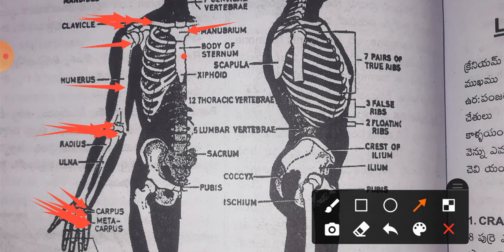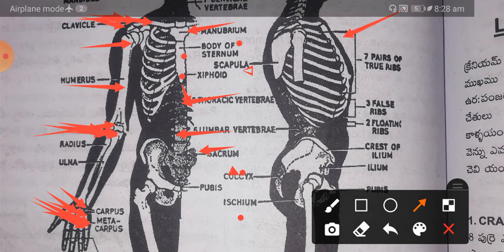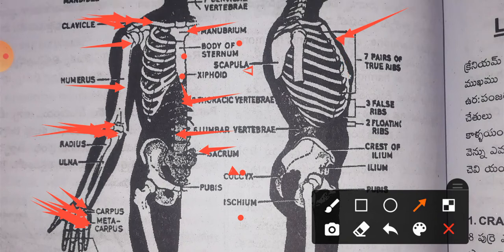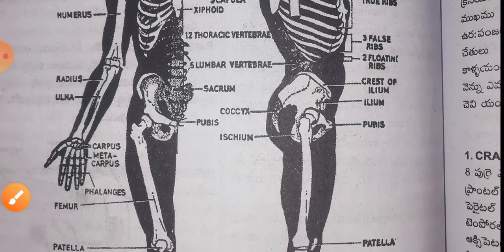Next one is the xiphoid. This is the thoracic vertebrae. This is the lumbar vertebrae. This is the sacrum. This is the coccyx. Then the ischium, pubis like this. Next, the scapula. This is the scapula. Next, the sternum will be there like this. Got it?